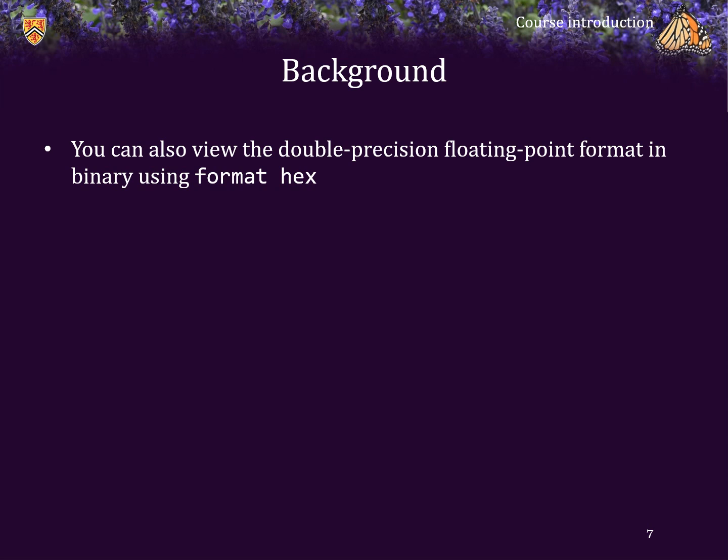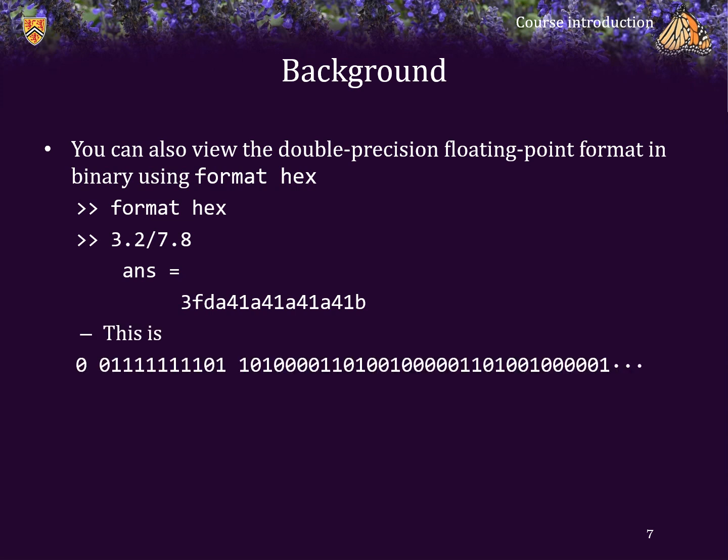One nice feature is that it's easy to view the double precision floating point format in binary, well, as represented using hexadecimal numbers, using format hex. So at the prompt, type format hex and perform your calculation. So now we see a string of 16 hexadecimal digits representing 64 bits.